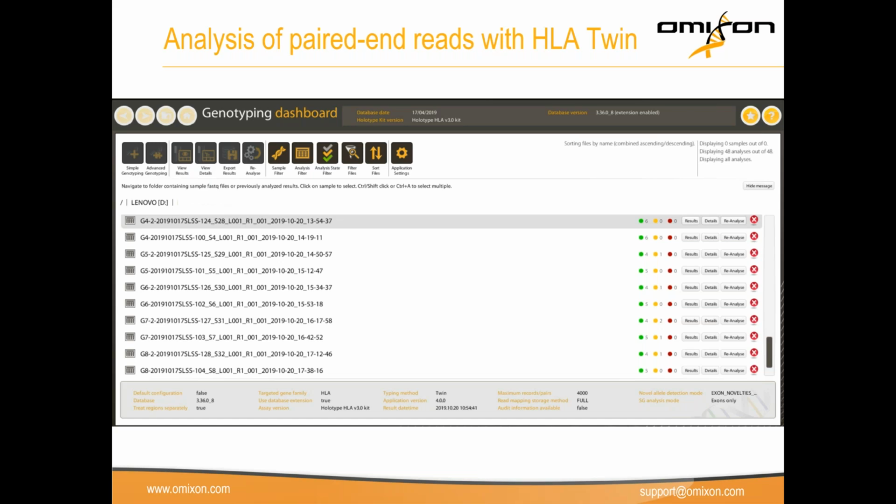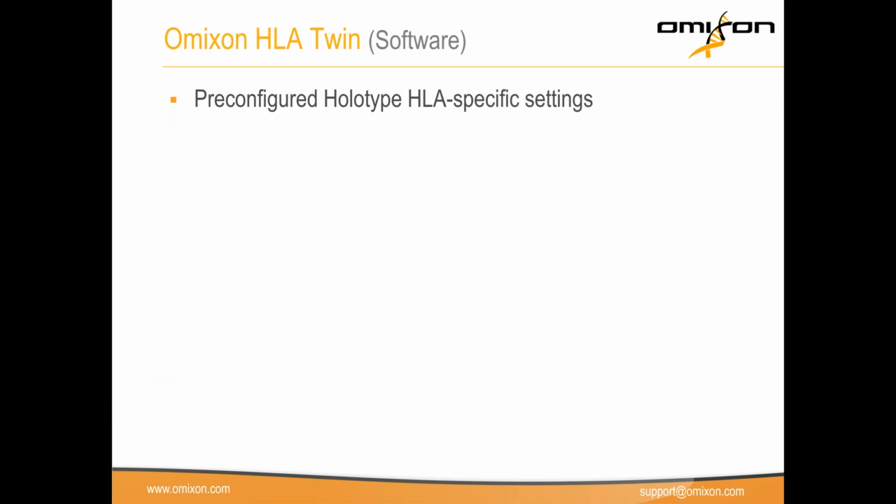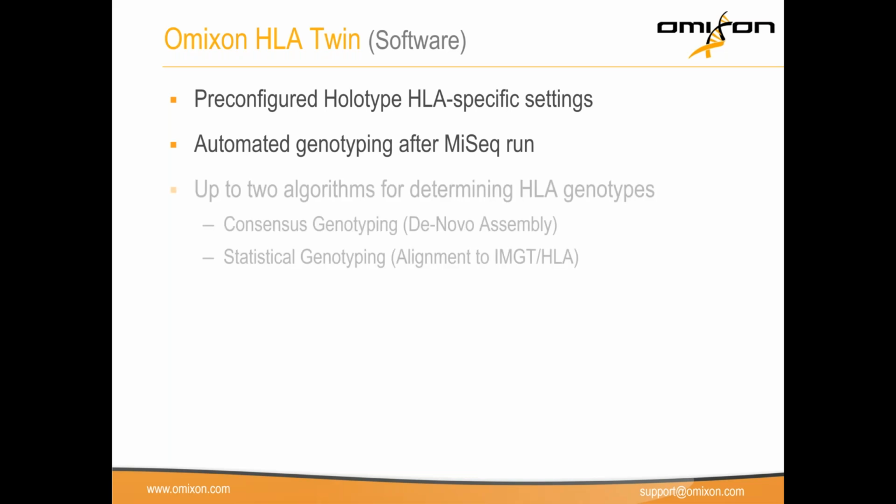Just to highlight the most important features of the software, it uses pre-configured HoloType HLA-specific settings. So these are thresholds, quality control metrics thresholds, specifically for HoloType, and our OmniType, our multiplex, as well. We have automated genotyping after the MiSeq. Meaning, let's say your MiSeq is finished in the middle of the night, it will then automatically trigger the genotyping in the software.